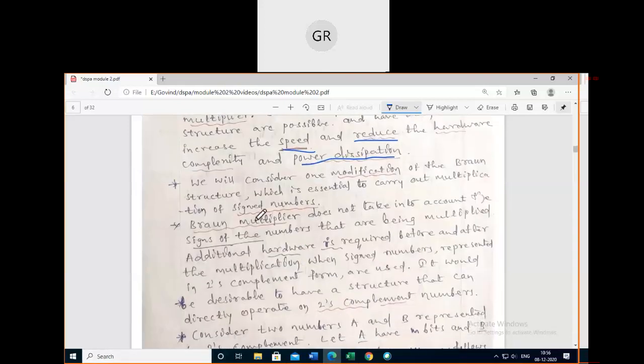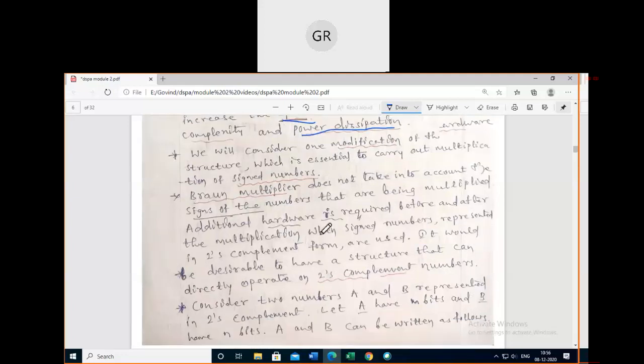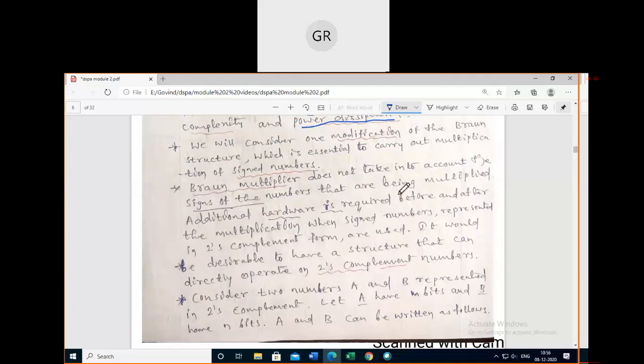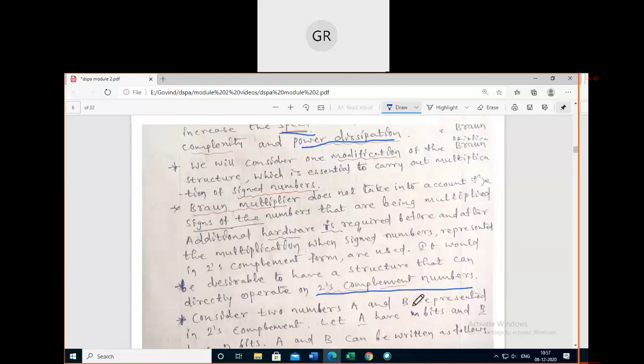We consider one modification of the Braun structure which is essential to carry out multiplication of signed numbers. The Braun multiplier does not take into account the signs of the numbers that are being multiplied. Additional hardware is required before and after the multiplication when signed numbers represented in 2's complement form are used. It would be desirable to have a structure that can directly operate on 2's complement numbers.